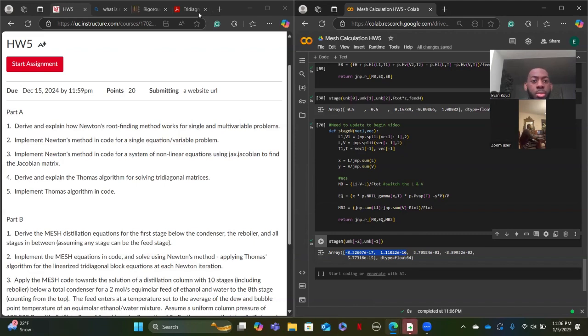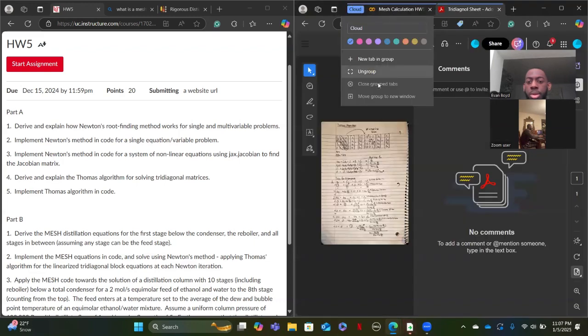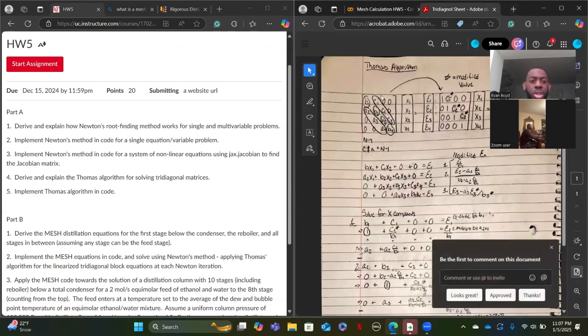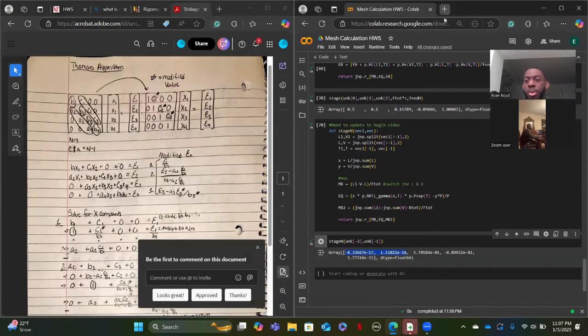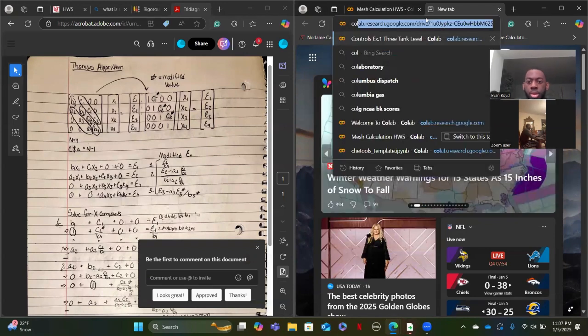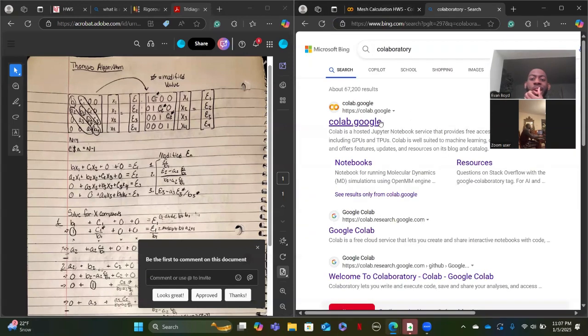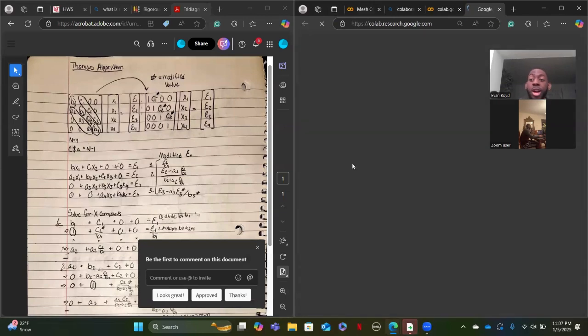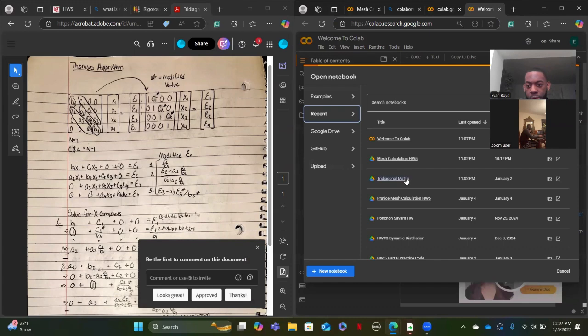So let's move this over here. I also want to cut this over here. I want to open up the Colaboratory and open up our tridiagonal that we did for part A, because we will be needing this a lot for the next part since we're doing the Thomas algorithm.